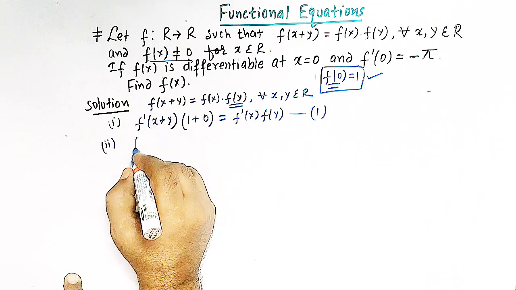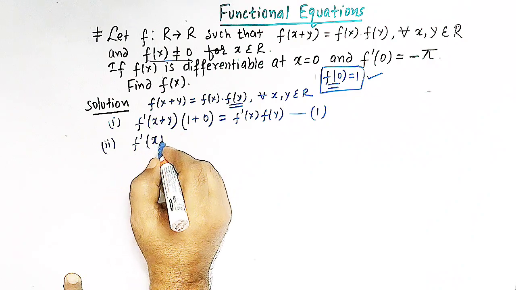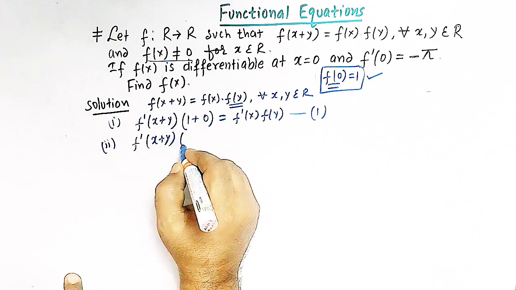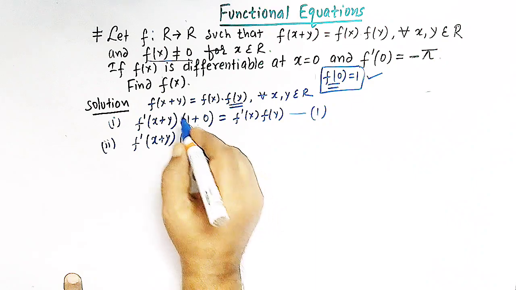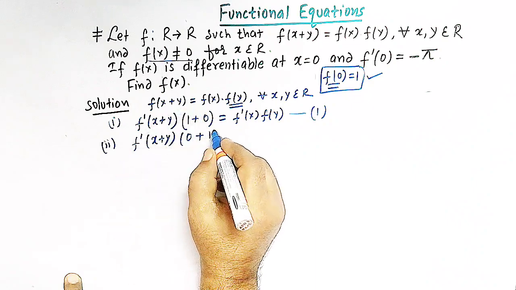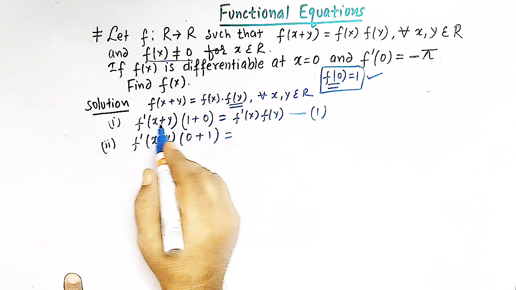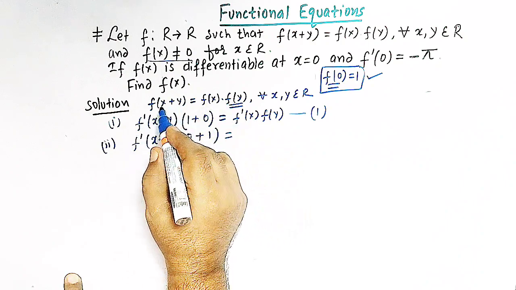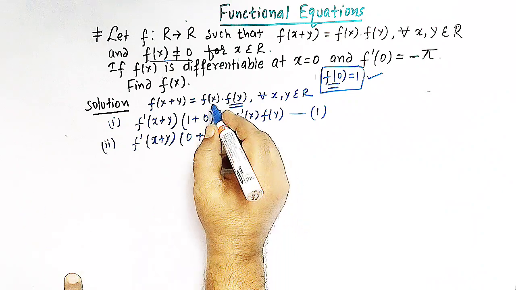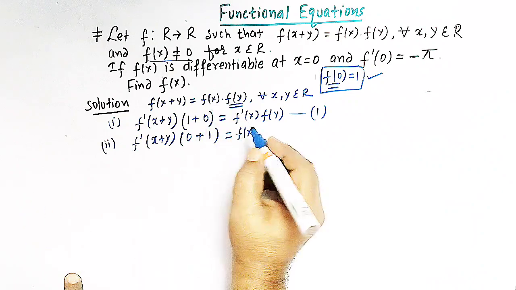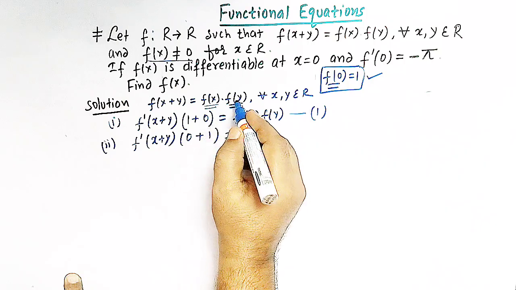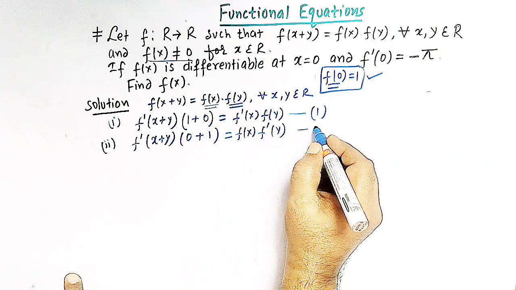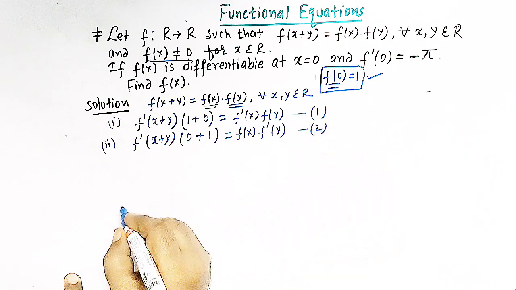So in this case, we have f prime of x plus y here, and by chain rule the derivative of x is now 0, and the derivative of y with respect to y is 1. And here when we differentiate both sides partially with respect to y, now x is treated as constant. So here we have f of x, this is treated as constant, and here we have f prime of y. So let us call this equation number 2.